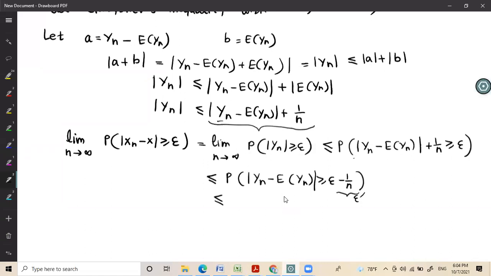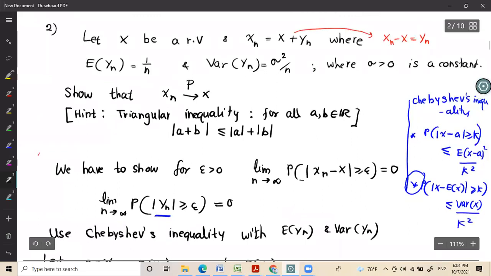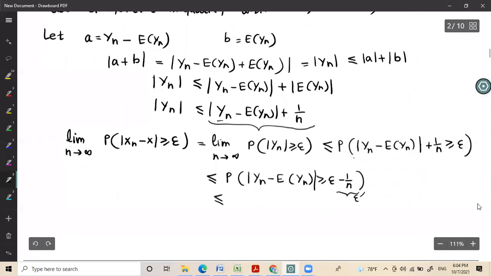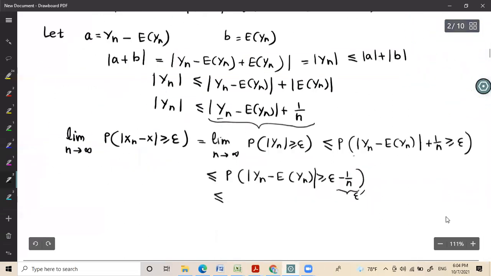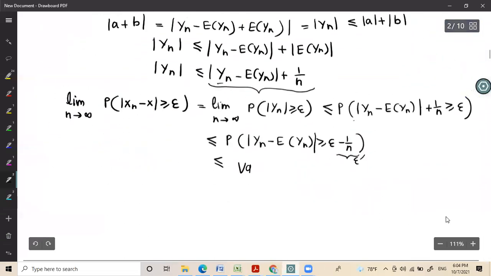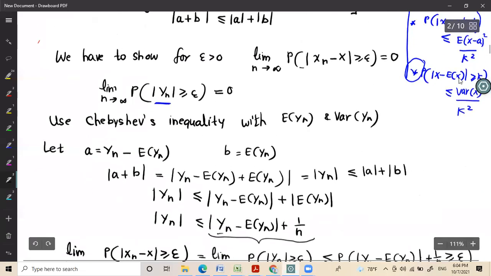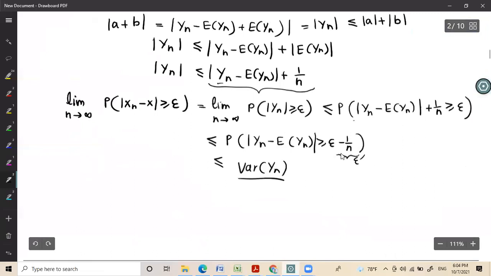Now, according to Chebyshev's inequality, if you have the probability that x minus ex is greater than k, what is it? It is less than or equal to, so the inequality is still continuing, no problem. You have to write the variance of yn divided by k square. What is our k now? Our k is epsilon minus 1 over n, squared.